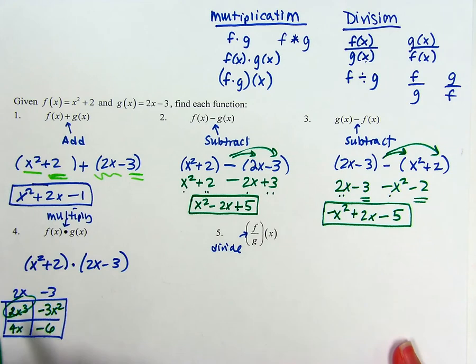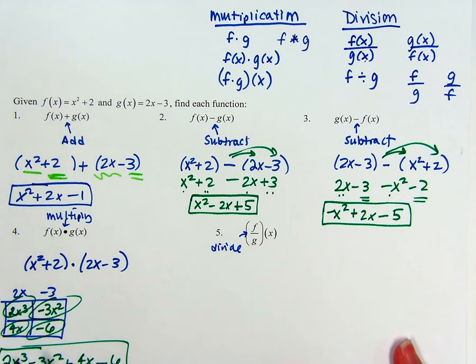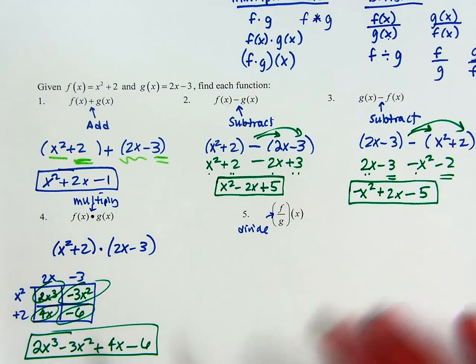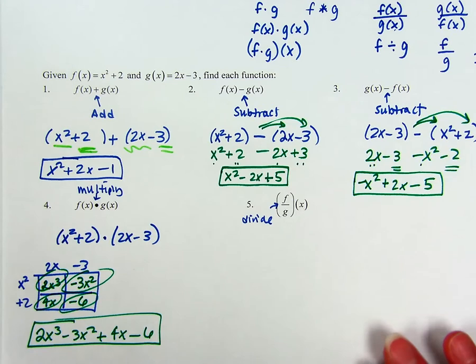So I'm going to add my like terms. These are not like terms, at least not in this one. Okay, so these are all going to be different. So we have 2x cubed minus 3x squared plus 4x minus 6. All right, usually we have like terms, but see, this was x squared and a 2, not just an x. Sorry if I was off the screen a little bit there.